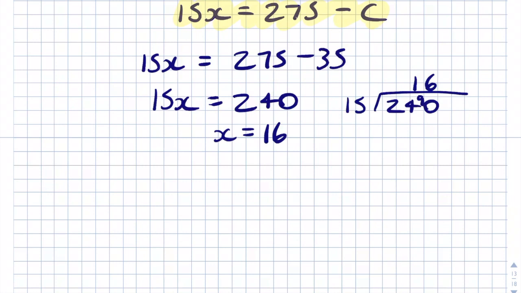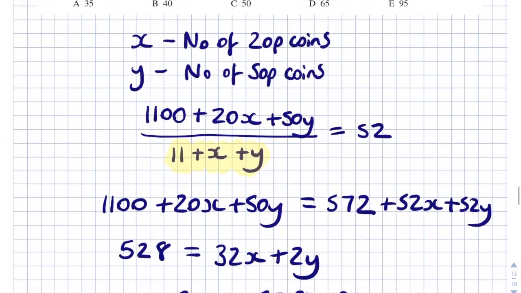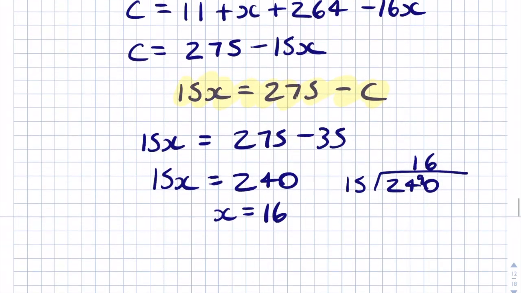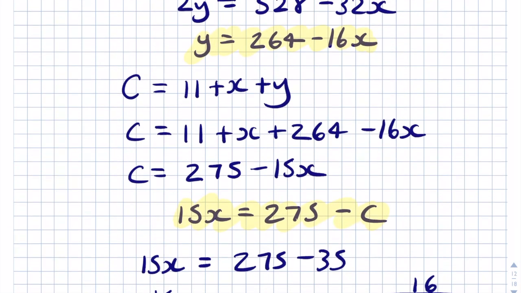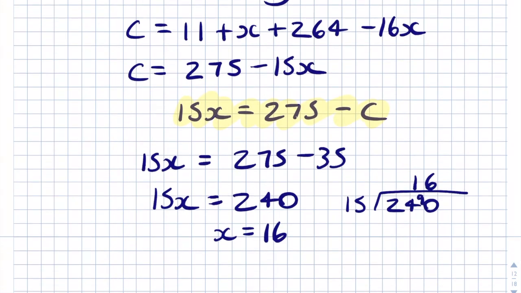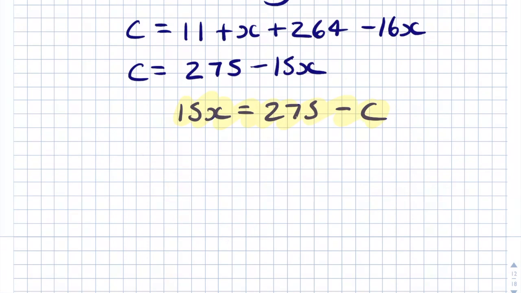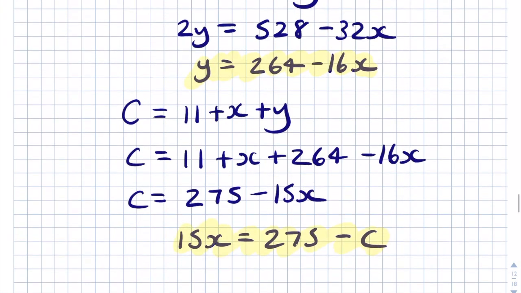Well, what that means is 240 is a multiple of 15, which we don't want because we're trying to find an answer which wouldn't be the total number of coins. So if we have an integer value for x, then substitute that x value into our equation for y equals 264 minus 16x, we're going to get an integer value for y, which we don't want. A can't be our answer, and I'm going to try our next answer, which is 40.